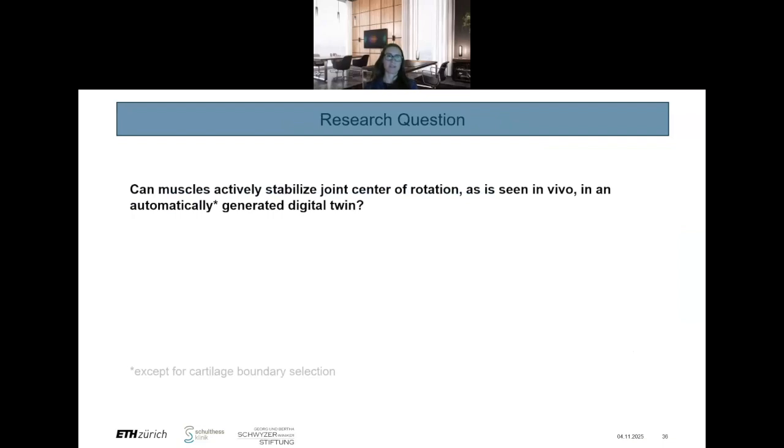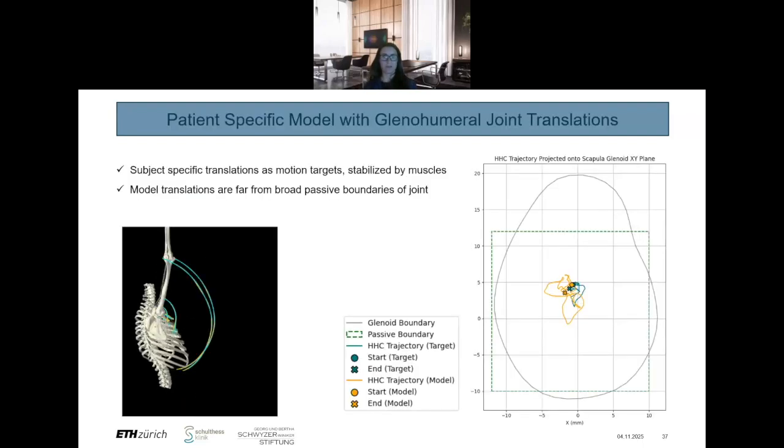So the main question was, can the muscles actively stabilize this joint center rotation to the amount seen in the subject in vivo in this automatically generated digital twin with very wide passive bounds in the translations? And the answer is yes, we're getting quite promising results. It's still translating a little bit more, so about 1 millimeter more inferiorly and posteriorly.